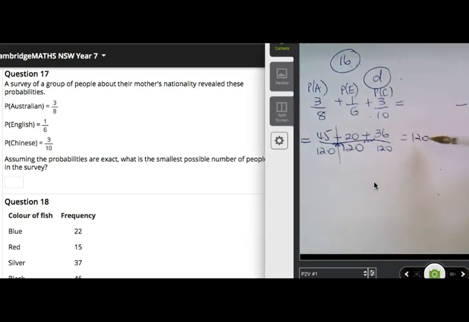The reason the smallest number of people is 120 is that's the smallest denominator that 6, 8, and 10 all go into. Okay, we can divide 120 by 8, we can divide 120 by 6, and we can divide 120 by 10. The way you find the smallest denominator, you always look at the biggest denominator and you count up in multiples of that denominator until you know that all the others divide into it.